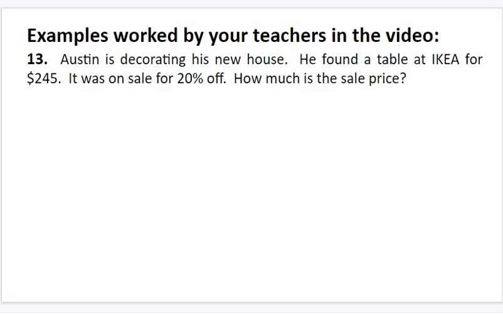All right. So Austin is decorating his new house. He found a table at IKEA for $245. It was on sale for 20% off. So there's my keywords. How much is the sale price? So they're asking me, what's it going to cost after that discount? Okay, so let's go through our steps. It's just like before.